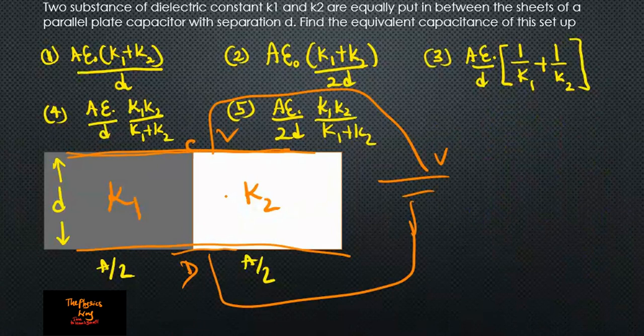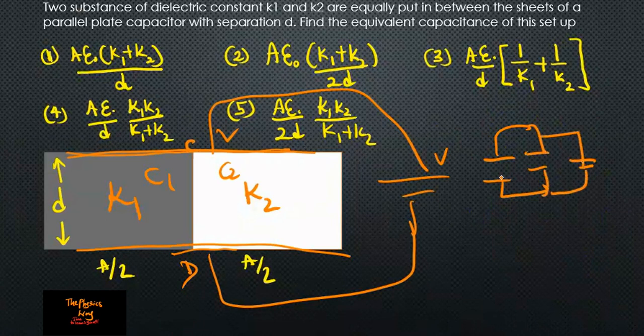So what we can see here is these two capacitors, say C1 and C2, are in parallel, connected to the same potential. So it's exactly two parallel capacitors, C1 and C2, and we can directly add them. So what we have to do is find the capacitance of C1 and C2.